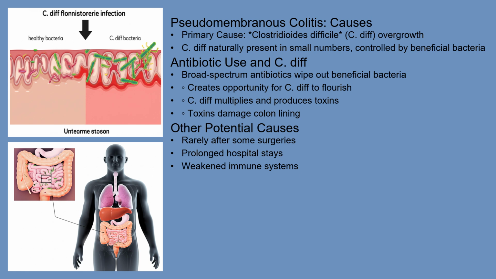So, what exactly causes pseudomembranous colitis? The primary culprit is usually an overgrowth of a bacterium called Clostridioides difficile, often shortened to C. difficile or C. diff. While C. diff can naturally reside in our intestines in small numbers, it's typically kept in check by other beneficial bacteria. However, when broad-spectrum antibiotics are used to treat other infections, these medications can wipe out much of the good bacteria in the gut. This creates an opportunity for C. diff to flourish, multiply, and produce toxins that damage the colon lining. While antibiotic use is the most common cause, it can also arise rarely after some surgeries, prolonged hospital stays, or in individuals with weakened immune systems.